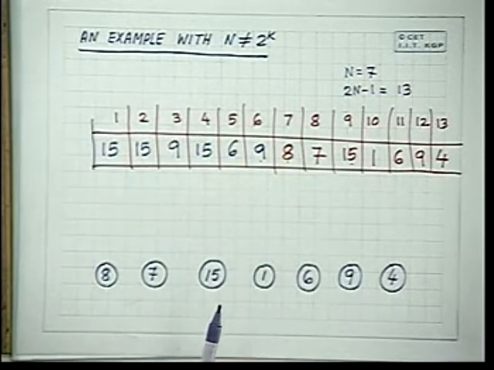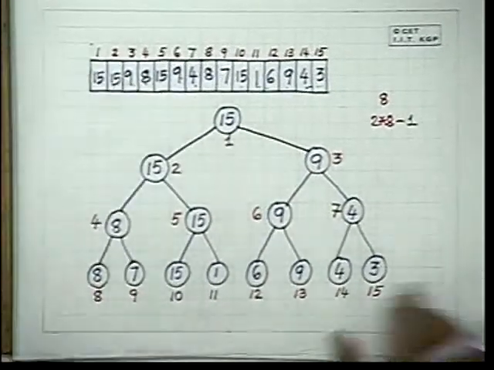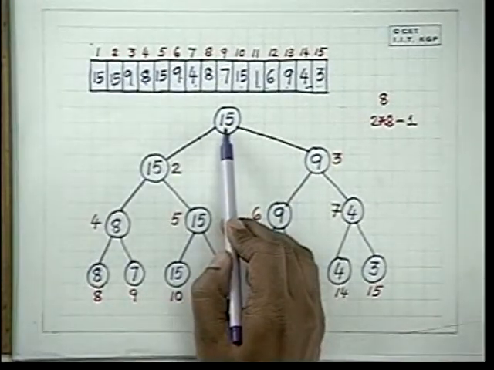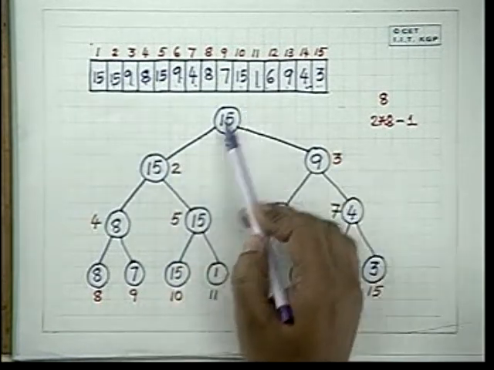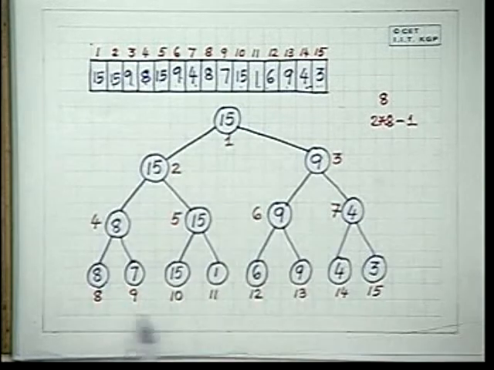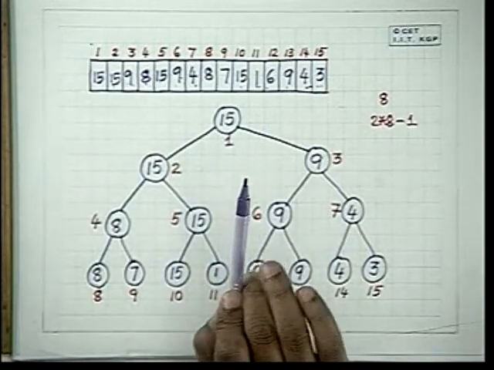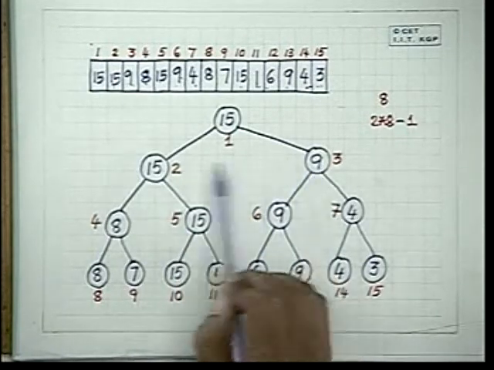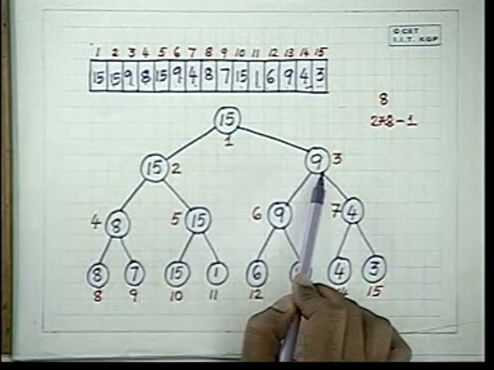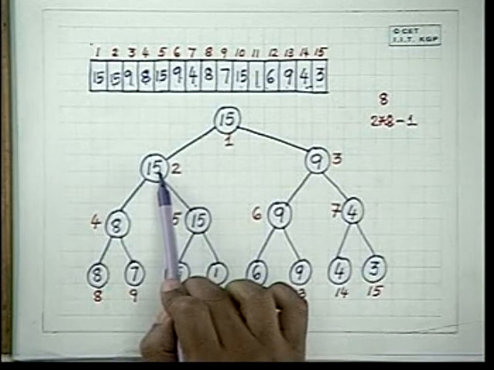Now once you have the tournament structure, you know which is the largest. Now how do you find out the second largest? Suppose you've got more than 2 elements. Then you start between 2 and 3 and you initialize the second largest to the smaller of the two. Now go to the larger of the two.